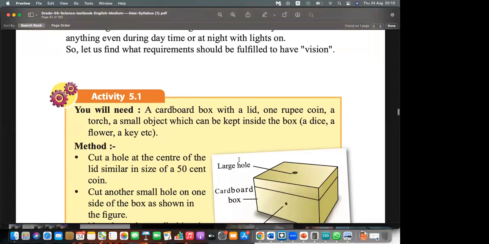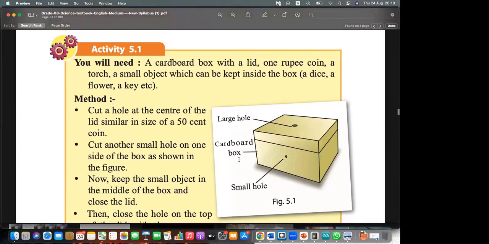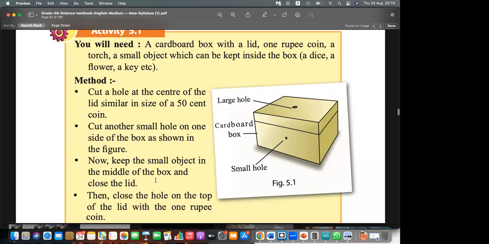And the visible light setup, here you can see, a very small setup. What they are asking: cut a hole at the center of the lid similar to the size of a 50 cent coin. You haven't seen such coins now. It's like a 750 rupee size. We need to make a small hole in the middle of this. And cut another small hole in the side of the wall.